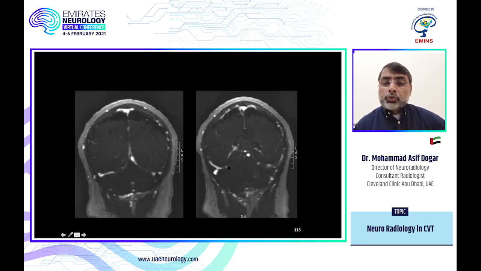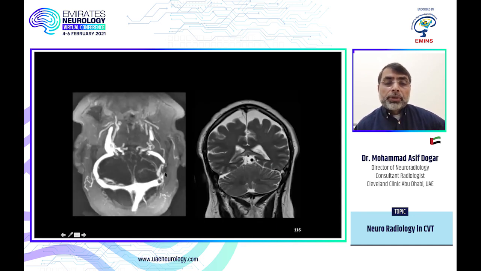So here is this exam. You see on the right side, there's a filling defect. I don't see that blush. So it is not a dural arteriovenous fistula. So this looks highly worrisome for a venous sinus thrombosis.